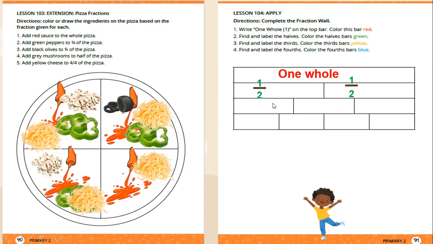The next one, divide it into thirds. Thirds means how many parts? Thirds means we will divide the bar into 3 parts. Excellent, Yahya, bravo.